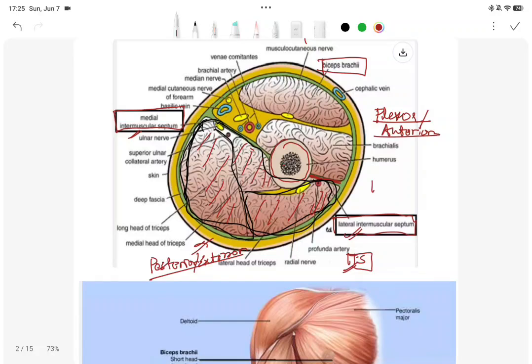So the name suggests triceps. Triceps means 3 heads, while biceps means 2 heads. So there are 2 heads in the biceps and 3 heads in the triceps. The 2 heads in the biceps are the long head and the short head, while the 3 heads in the triceps are the long head, medial head and lateral head.